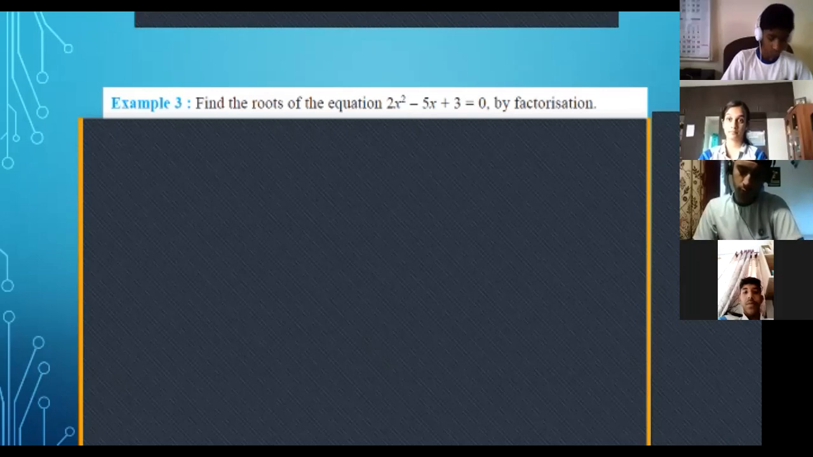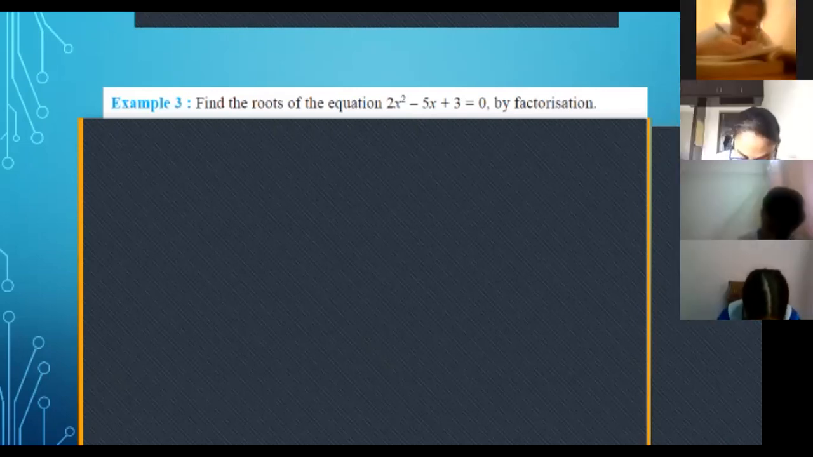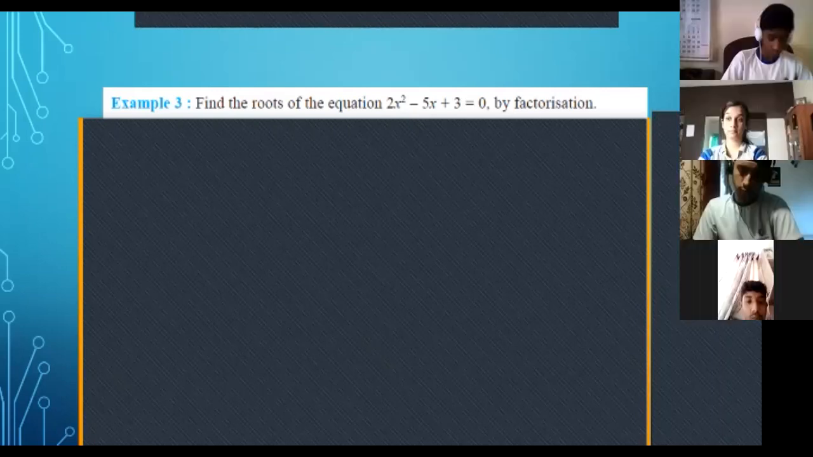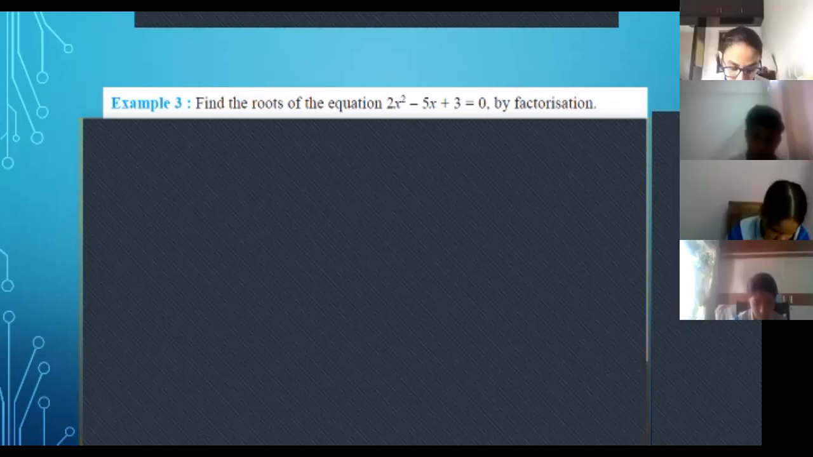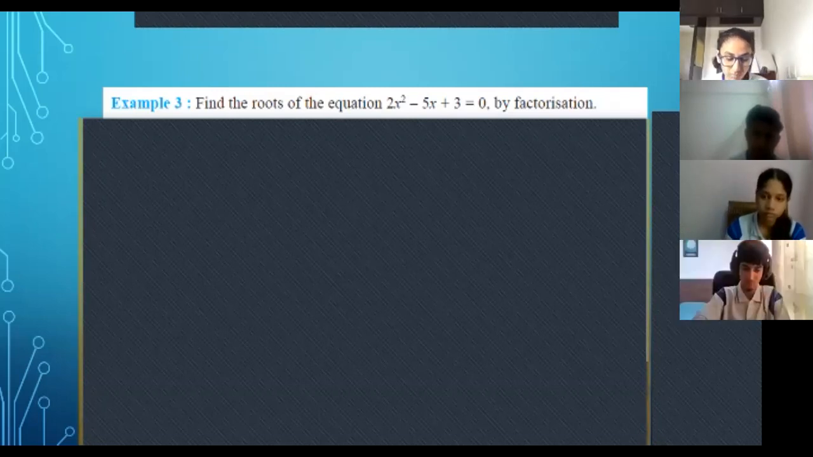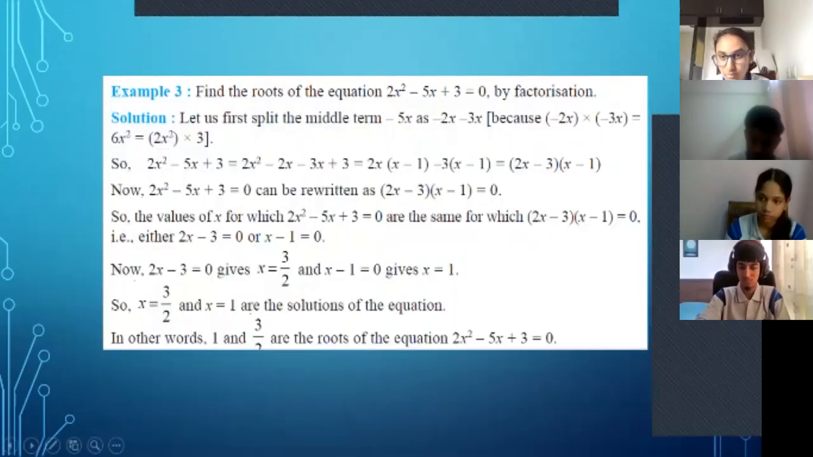Done? Jeeval, can you give me the answer? I'm still doing it, 1 minute. Jaypreet, camera on. Tanvi? Yes, ma'am. Give me the answer. Ma'am, it's 3/2 and 1. It is 3/2 and 1. Perfect.